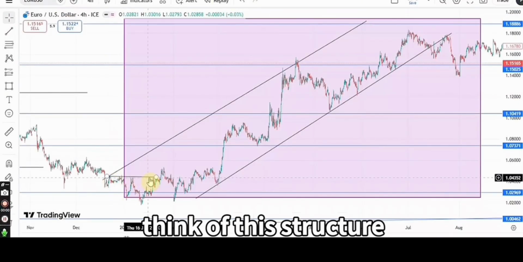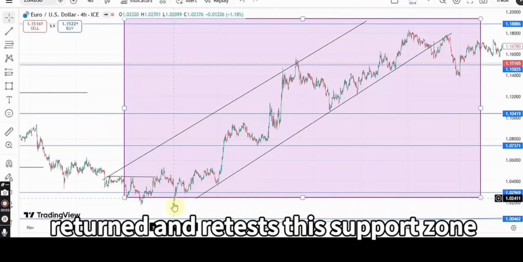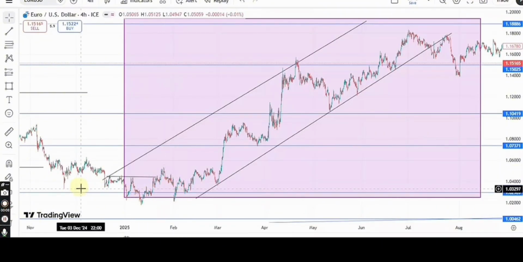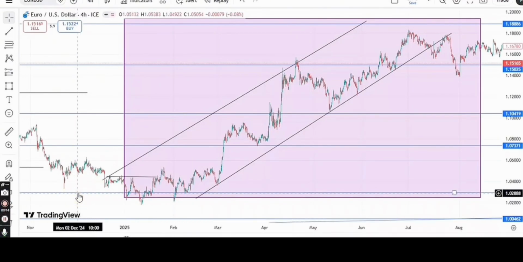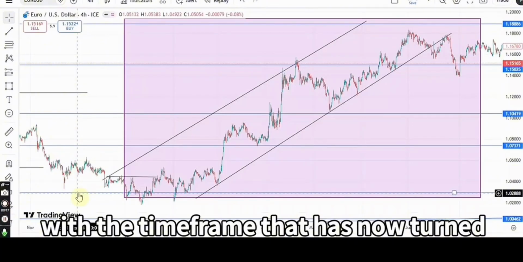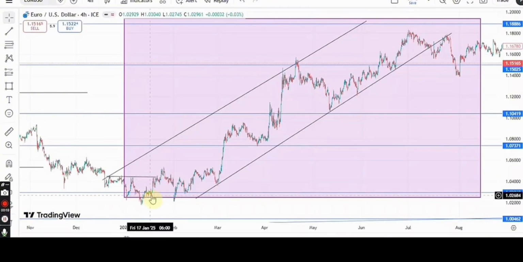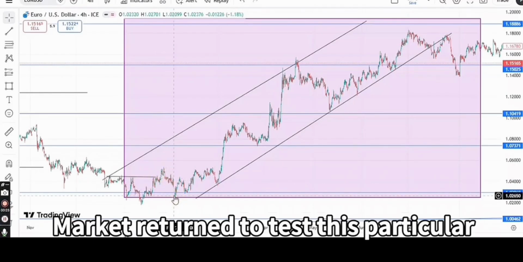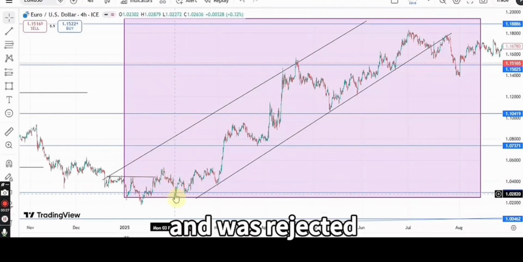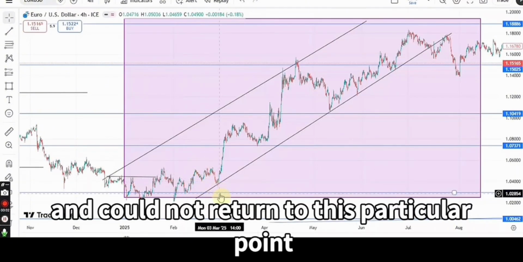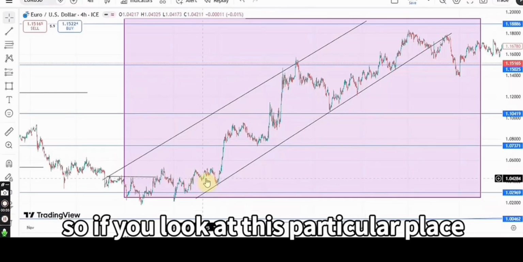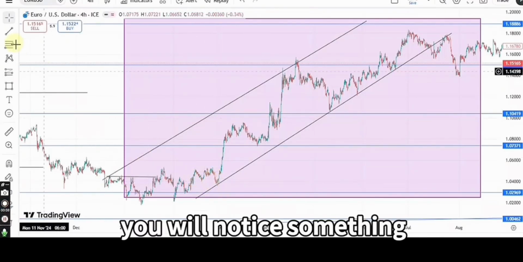After the break of this structure, you can see that the market returned and retested this support zone. This is a resistance horizontal line from weekly time frame that has now turned to support zone. So after break of this structure, the market returned to test this particular support zone and was rejected, and pushed up again and couldn't return to this particular point.